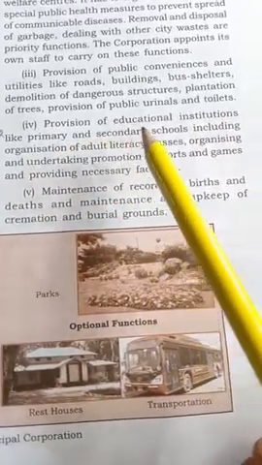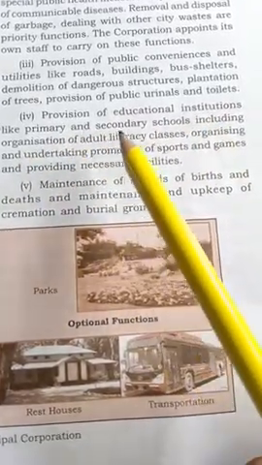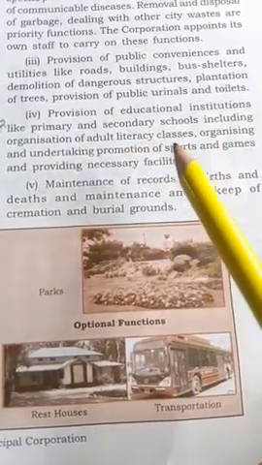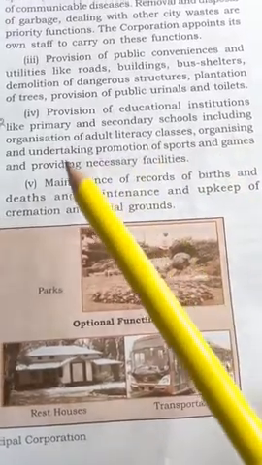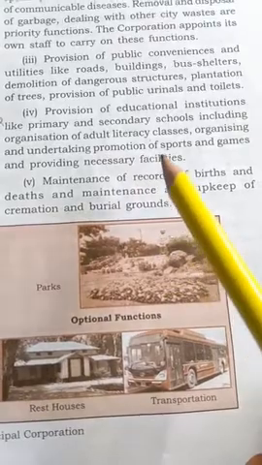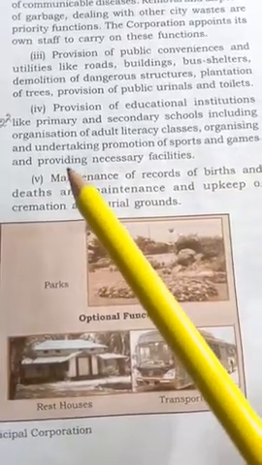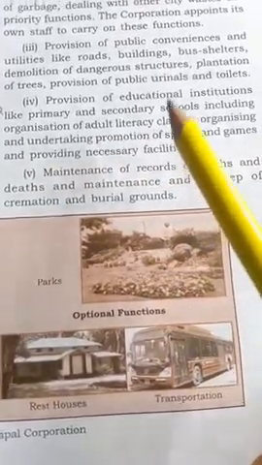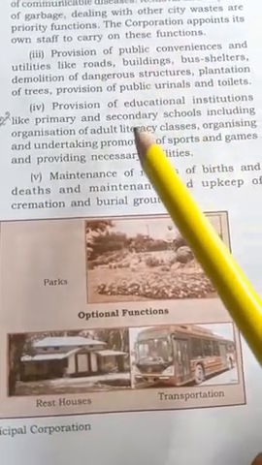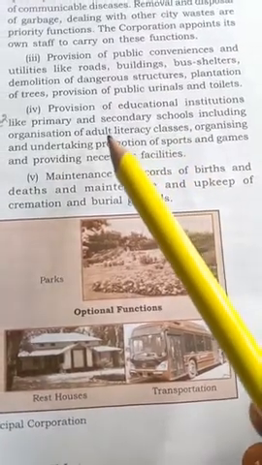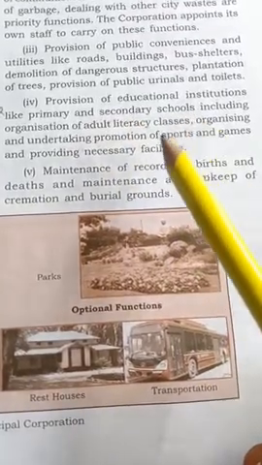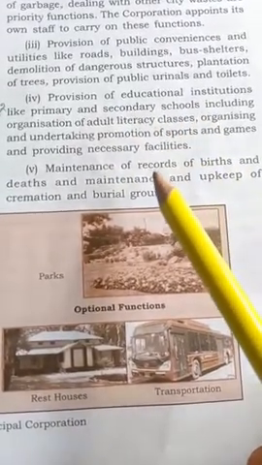Fourth, provision of educational institutions like primary and secondary schools, including organizing adult literacy classes, undertaking promotion of sports and games, and providing the necessary facilities. Not only food, roads and buildings are needed, but also education, so that people can educate themselves in primary and secondary schools in their locality.